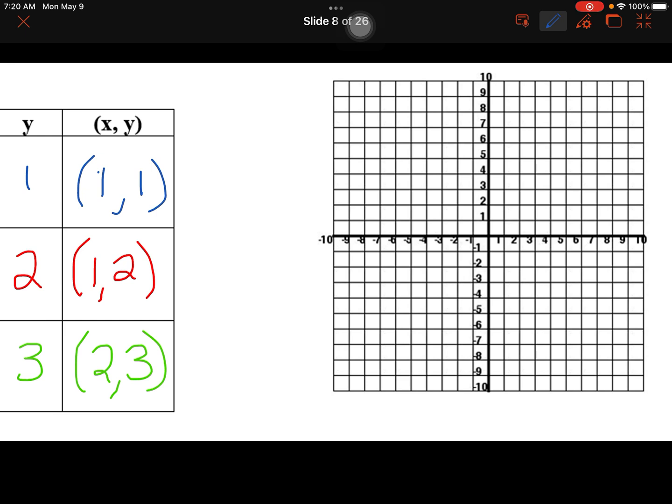All right, so that's 0, 1. So we're going to go over 0, up 1. We're on the y-axis. Then we go over 1, up 2. We're right here. And over 2, up 3.